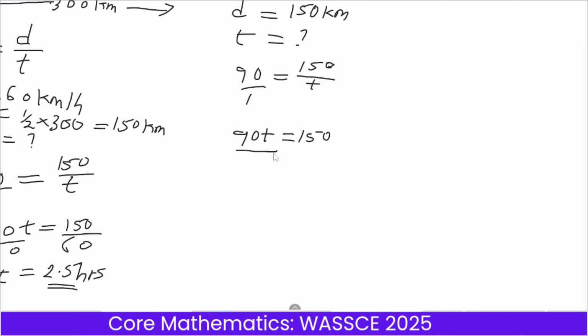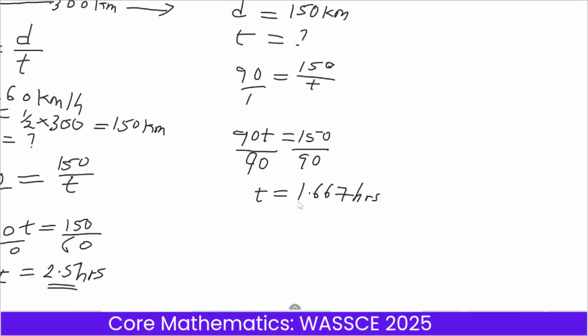So again, we divide here by 90, divide here by 90, and we have our t being equal to 150 over 90. What do we have there? 150 over 90. We have 1.667, to the nearest 3 decimal places. And then the unit here is hours. We are dealing with hours. It's 90 kilometers per hour. So we are working in hours.